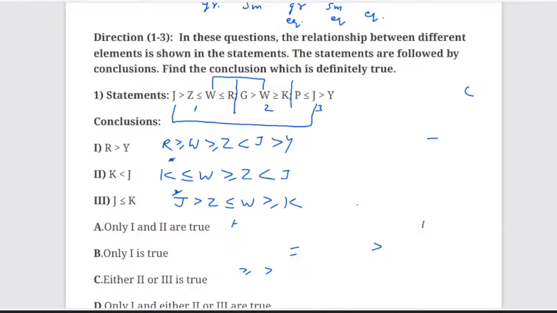Okay. Now, what is the actual answer now? So if you see between R and Y, we have two opposite symbols, greater than equal to and less than. If that is the case, then what is the answer? You know, it is C and D, cannot be determined. That means first one is wrong.